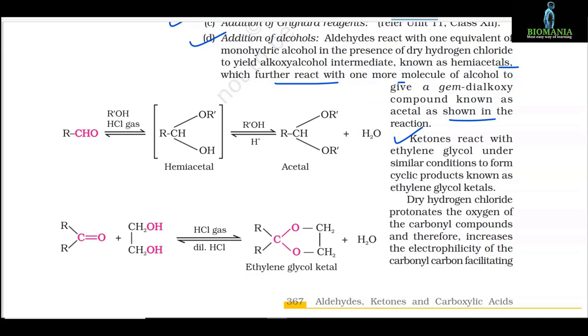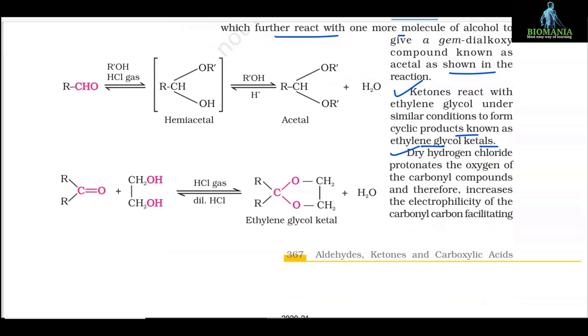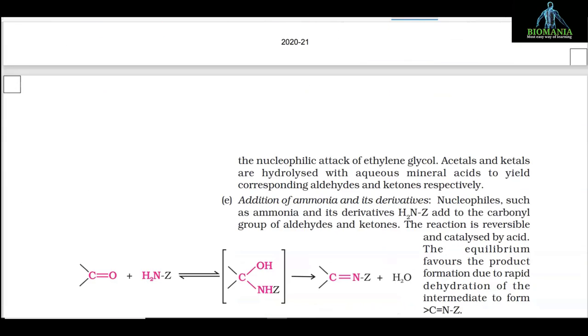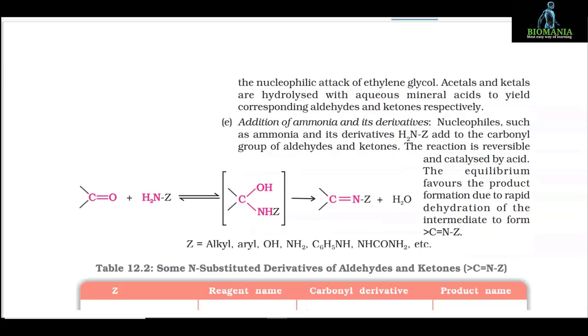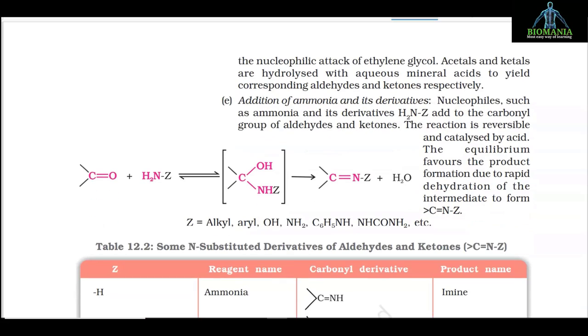Ketones react with ethylene glycol under similar conditions to form cyclic products known as ethylene glycol ketals. Dry hydrogen chloride protonates the oxygen of the carbonyl compounds and therefore increases the electrophilicity of the carbonyl carbon, facilitating the nucleophilic attack of ethylene glycol. Acetals and ketals are hydrolyzed with aqueous mineral acids to yield the corresponding aldehydes and ketones respectively.